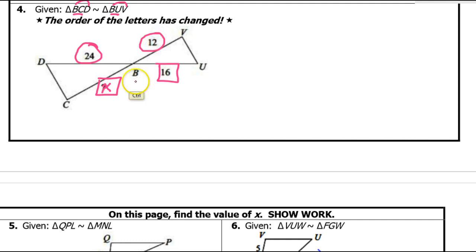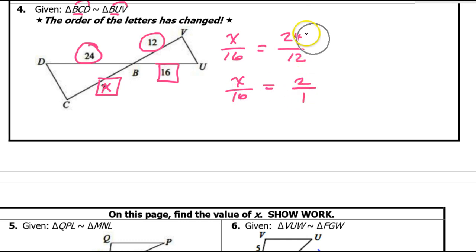So you see how you cannot just solve the problem without paying attention to the similarity statement, because that really tells you which sides are corresponding sides. So when I do my fractions, I'm going to do square over square is equal to circle over circle. So I'm going to have x over 16 is equal to 24 over 12. So that's x over 16 is equal to 2 over 1. All right, both of these are divisible by 12.